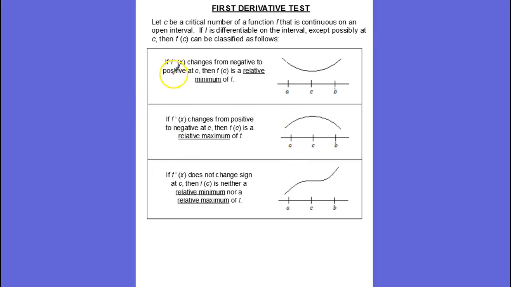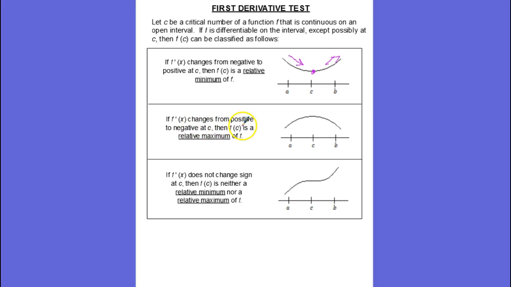Now, if f prime of x changes from negative to positive at c, then c is a relative minimum, and we can see we're changing from negative to positive. We have a negative slope and a positive slope. The function itself is going from decreasing to increasing, and so here is our minimum.